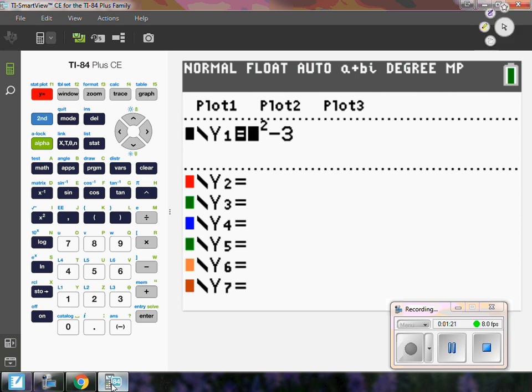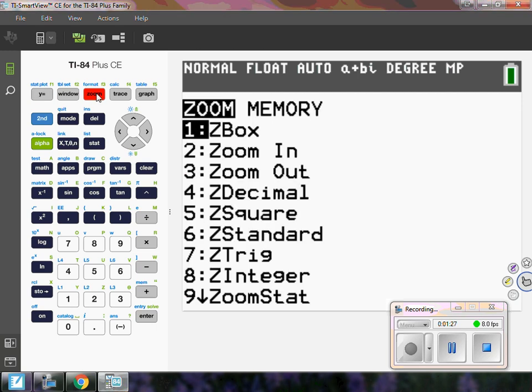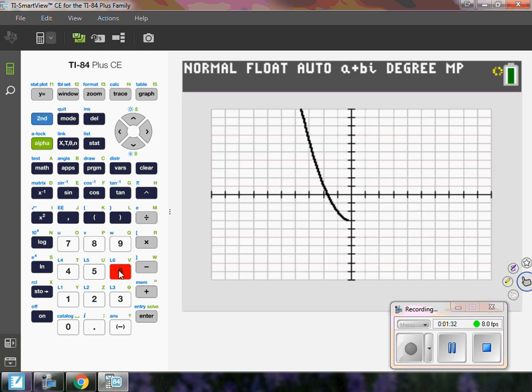So let's go ahead and hit zoom 6. That'll give us a standard graphing window. Zoom 6. You can see Z standard. That'll give us a nice graphing window where we will see the graph of x squared minus 3. This shape should look familiar to you from your studies in Algebra 1. This is known as a parabola, of course, since it has x squared.